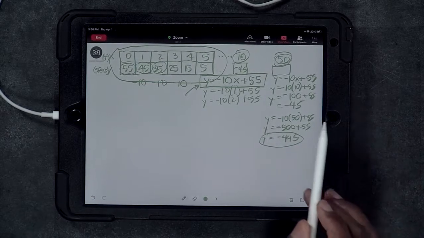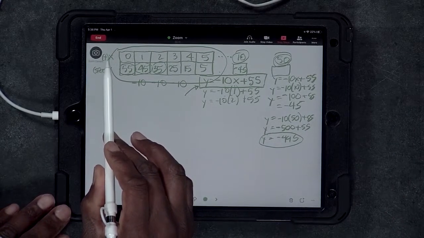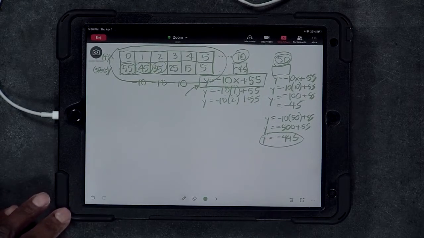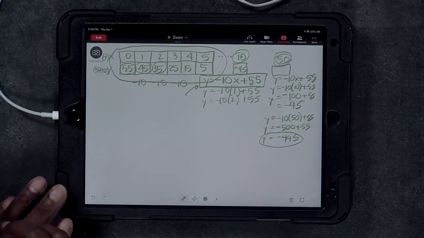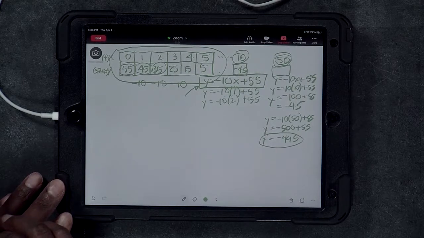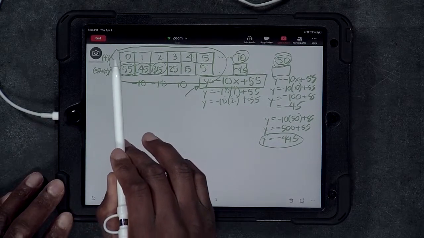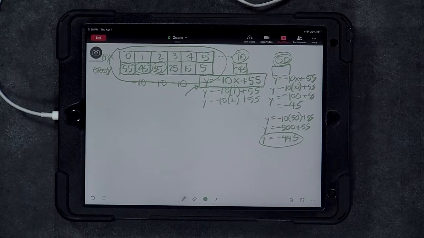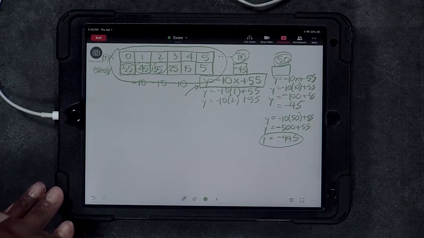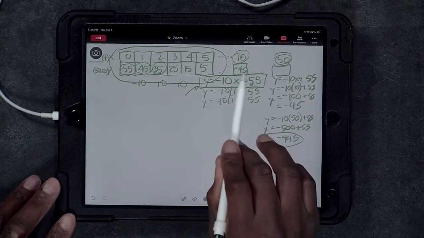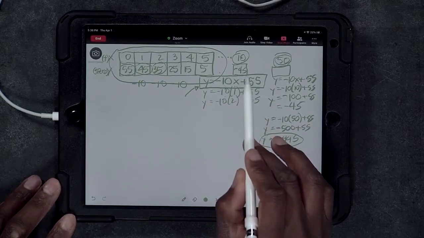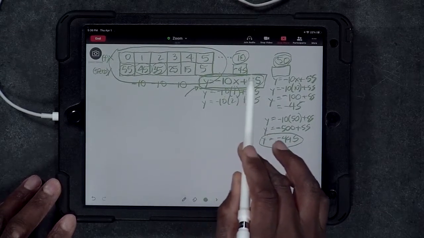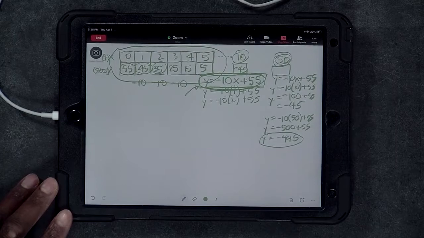If the top row is time and the bottom row is speed, the question might ask something to the effect of, what is the speed at a certain time? And what you would do is take the time that they gave you, substitute it into your linear model, and you would be able to answer that question.